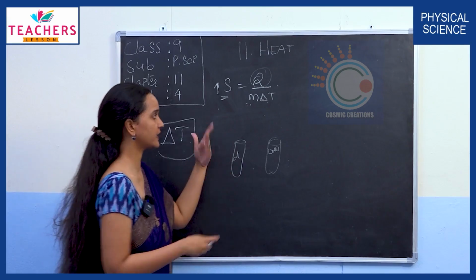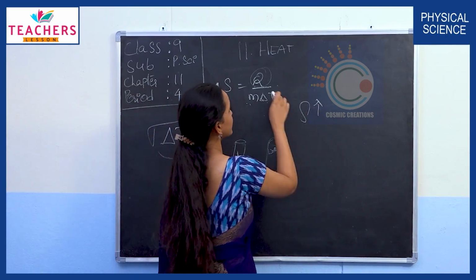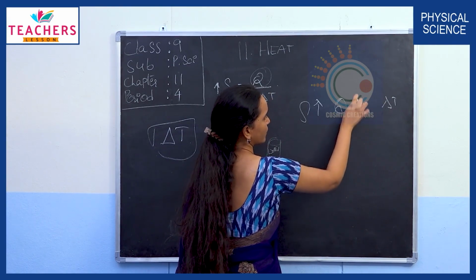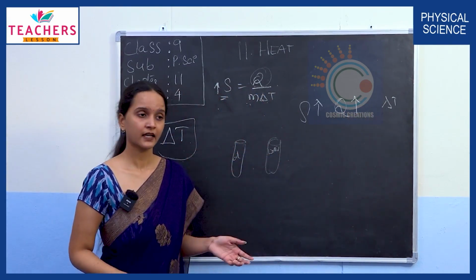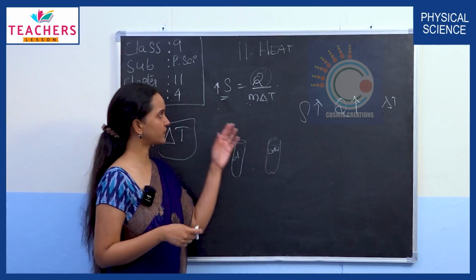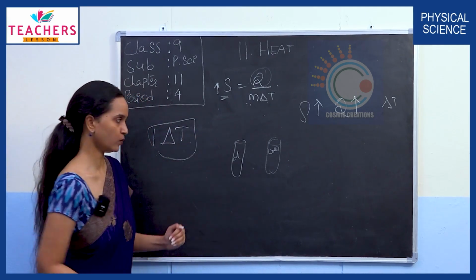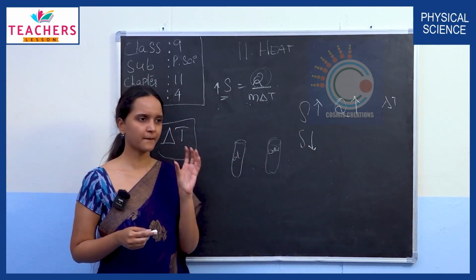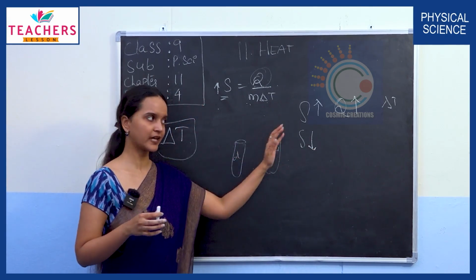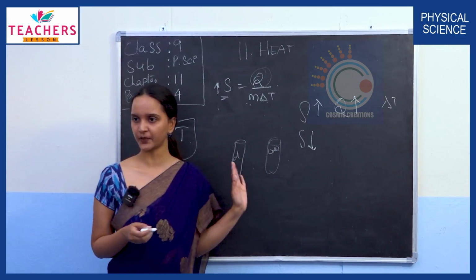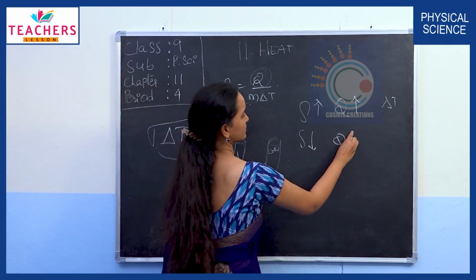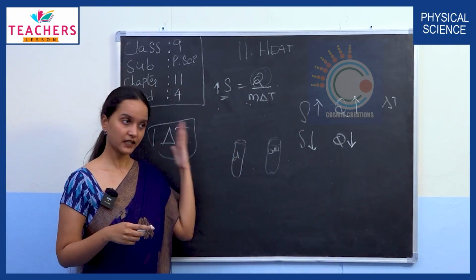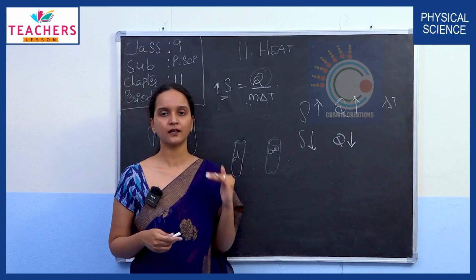Because if the specific heat is high, for any amount of temperature change, I have to give more heat energy. And conversely, if the specific heat capacity is low, then I just need to provide the substance with a very small amount of heat energy, and it will give me a change in temperature. Correct? So the rate of rise in temperature would be high if specific heat capacity is low.